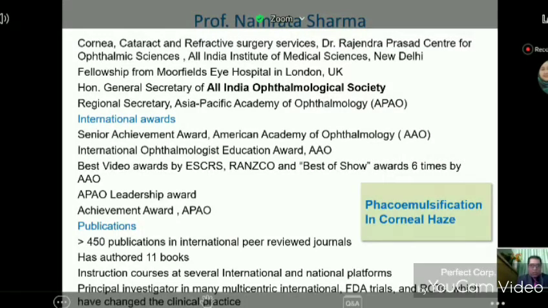She has more than 450 publications in international peer-reviewed journals, has authored 11 books. She conducted instruction courses at several international and national platforms, and she is the principal investigator in many multicentric international FDA trials and RCTs, which have changed the clinical practice.